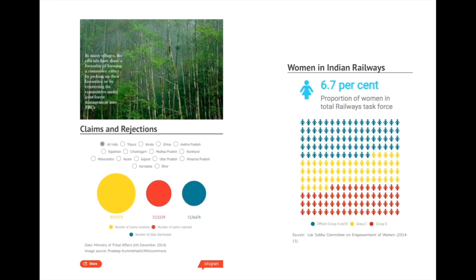These are two graphs I have made using Infogram. You can see the logo at the bottom. You can add images, you can add text to it, and then of course there is the whole body of the graph. If you look at the right side graph, the data has been plotted using an icon.